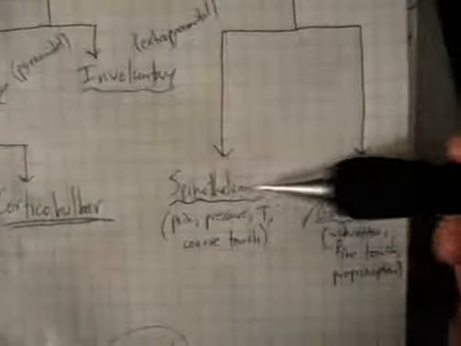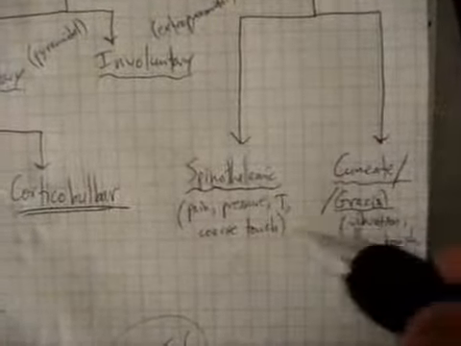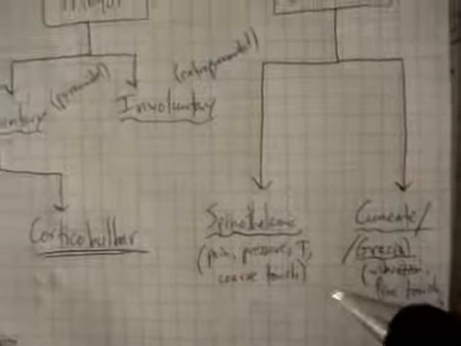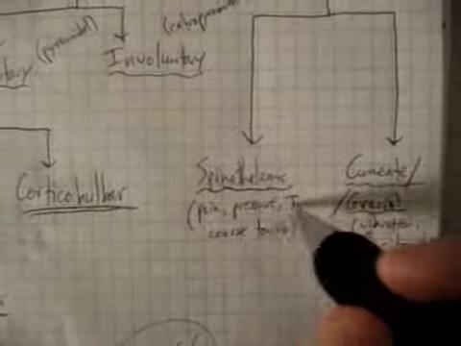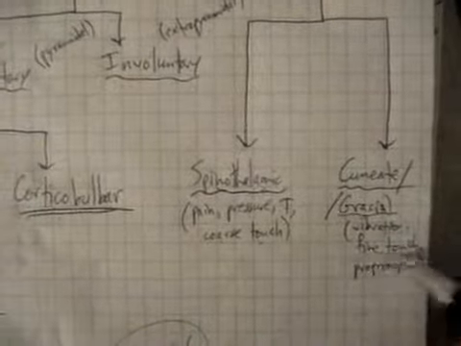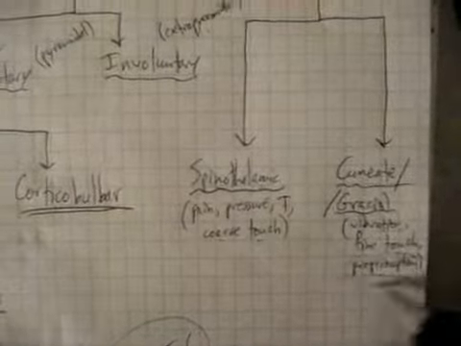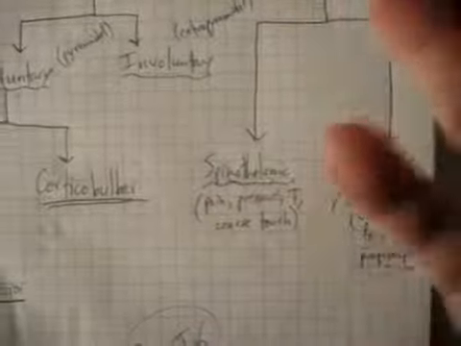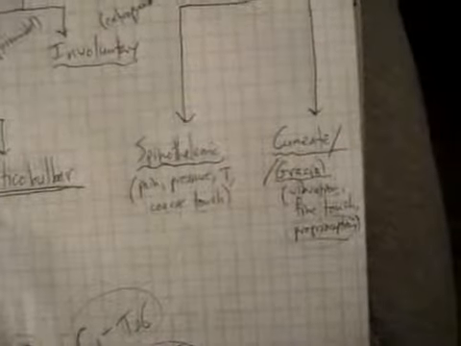What's the difference between spinothalamic and cuneate and gracile is the type of information they bring to the brain. Spinothalamic is for pain, pressure, temperature, and coarse touch. Cuneate and gracile are for vibration, fine touch, and proprioception. Proprioception means knowing the position of your body parts in space, of your limbs, for example, in space and with respect to each other.